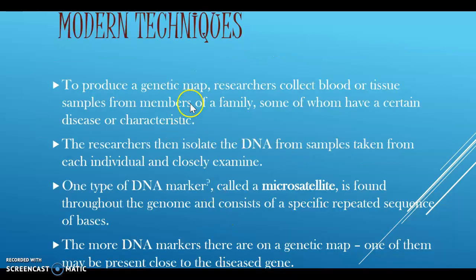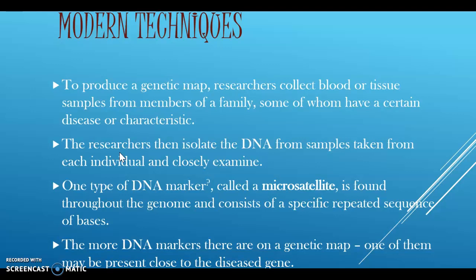To produce a genetic map, researchers collect blood or tissue samples from members of a family, some of whom have a certain disease or characteristic. The researchers then isolate the DNA from the samples taken from each individual and closely examine it. One type of DNA marker, called microsatellite DNA, is found throughout the genome and consists of specific repeated sequences of bases.